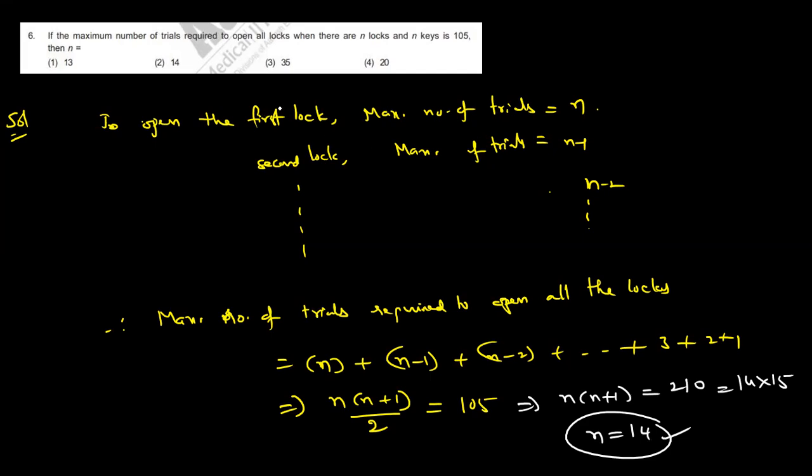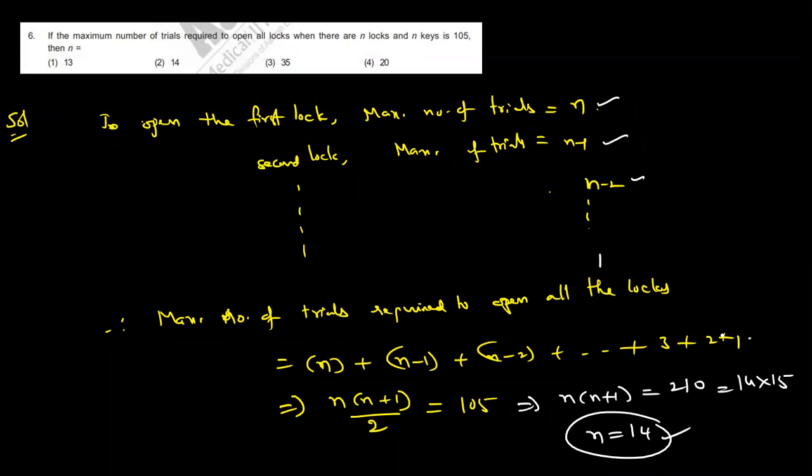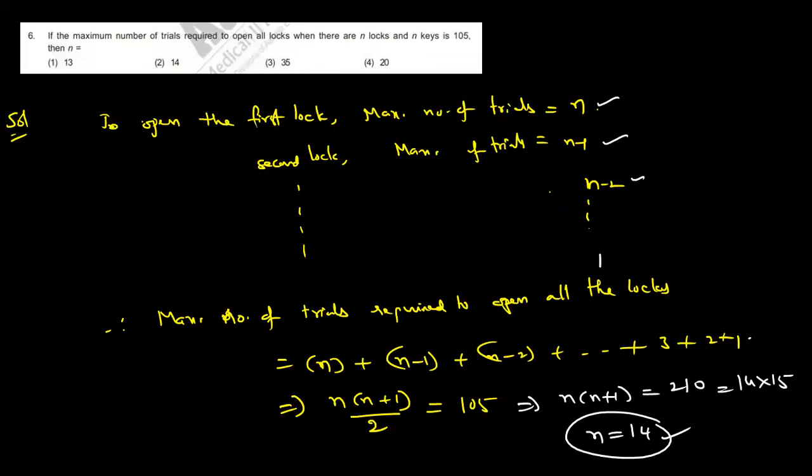It's very important, so once again I'm repeating. To open the first lock, the maximum trials is n. For the second lock, it is n minus 1, because one trial is already completed. Continue this process: n minus 2. Finally, one trial is left for the last lock. So the maximum number of trials required to open all the locks is n plus (n minus 1) and so on, 3 plus 2 plus 1, equal to 105. Simplify, n is equal to 14. Otherwise, we can use a quadratic equation, no problem.